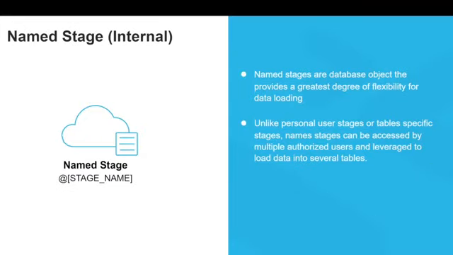Now let's see the named stage. Under the named stage, the first one is the internal stage. Named stages are database objects that provide the greatest degree of flexibility for the data loading process. Unlike the two previous stages, which are the personal user stage and the table-specific stage, a named stage can be accessed by multiple authorized users and leveraged to load data into several tables.